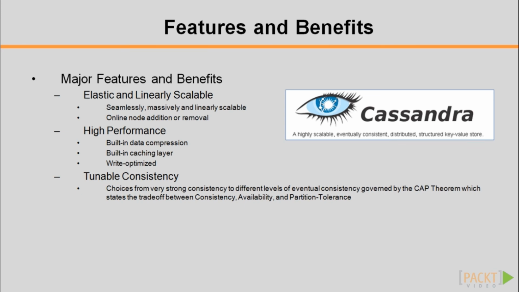It supports tunable consistency, and you have choices from very strict consistency to different levels of eventual consistency. Eventual consistency is a design choice governed by the CAP theorem in distributed environments. The theorem states the trade-off between consistency, availability, and partition tolerance. Its details will be covered in Section 2.